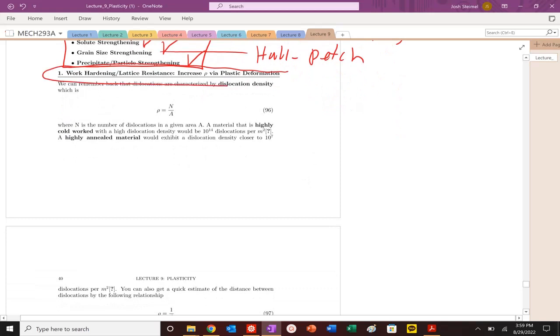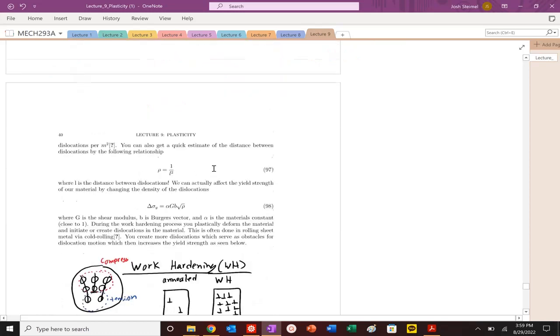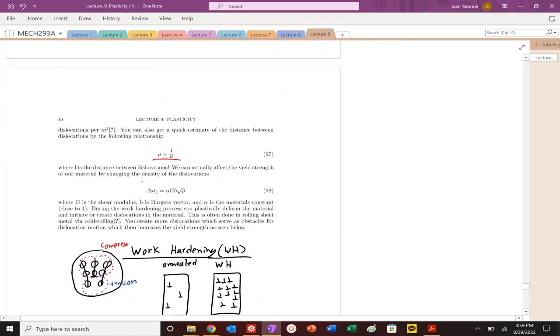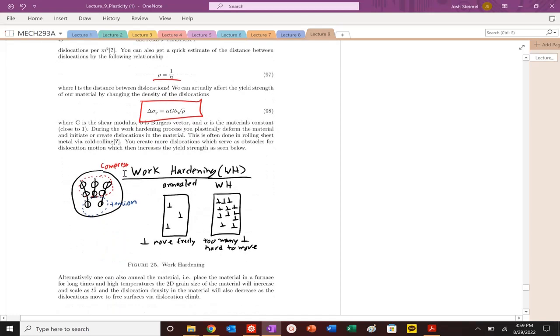So when we work harden a material, when we plastically deform it, we increase the density of our dislocations. A highly cold worked material can have up to 10 to the 14 dislocations per meter squared. A highly annealed one, 10 to the 7th. So that's 7 orders of magnitude change, and our yield strength scales with the dislocation density to the 1/2.